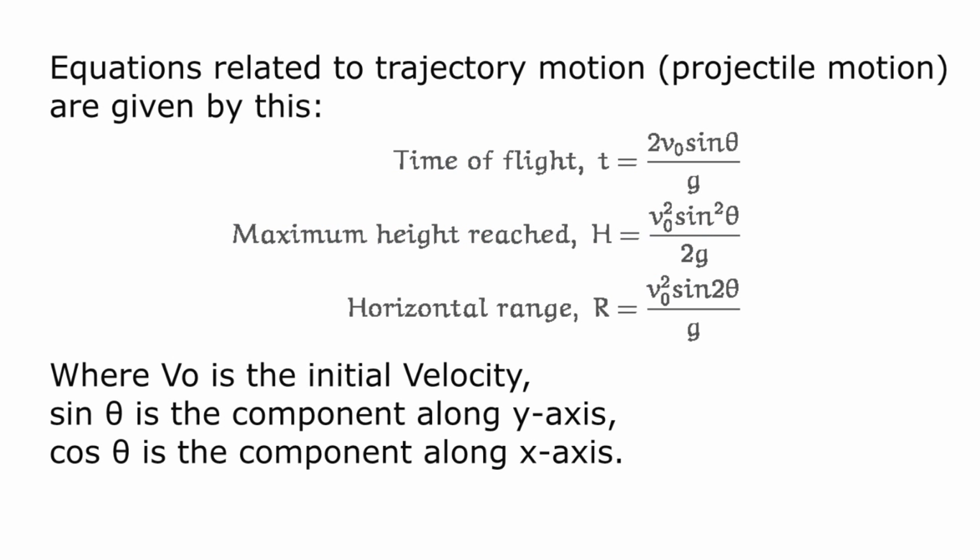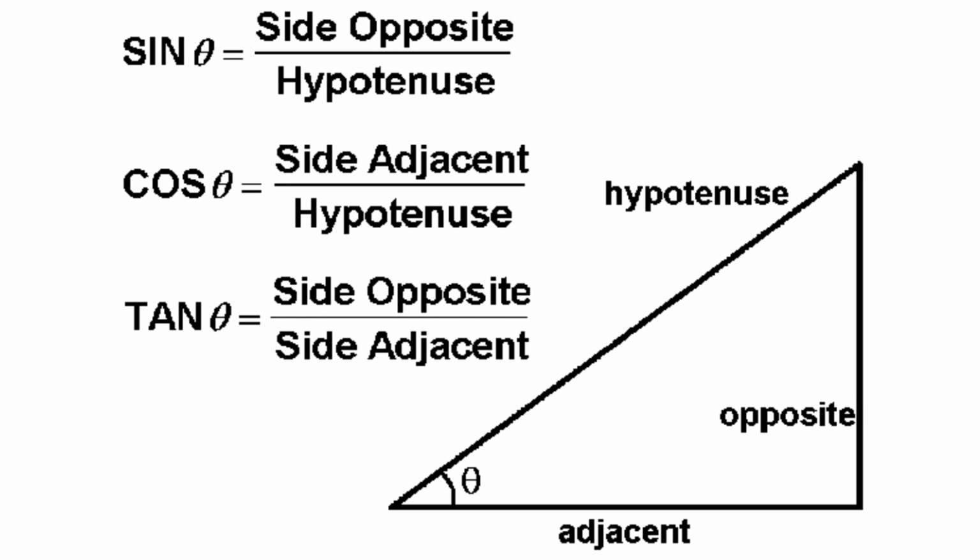Equations related to trajectory motion, projectile motion, are given by this, where Vo is the initial velocity, sin is the component along the y-axis, and cos is the component along the x-axis. Remember basic trig? Well, you use it again for finding the angles. You can see the diagram and what the given ratios can be used to help you find the vertical or horizontal units needed if asked. Let's do a few basic trig problems to refresh how this goes.